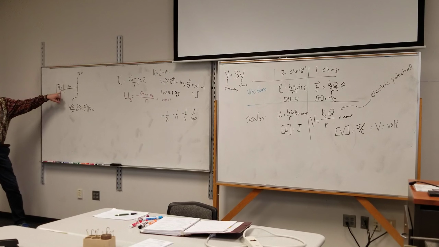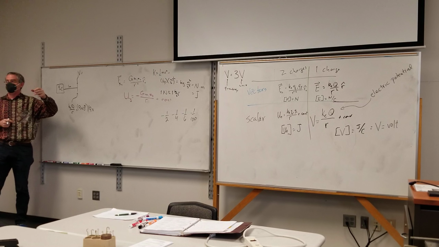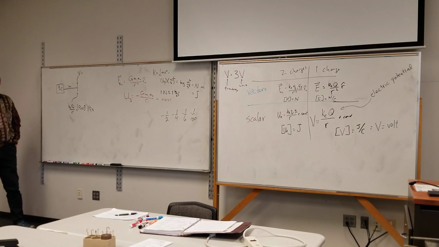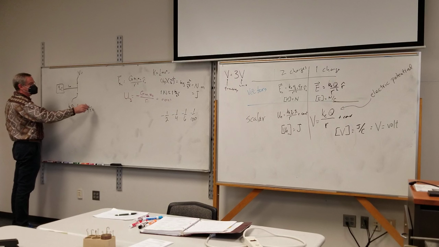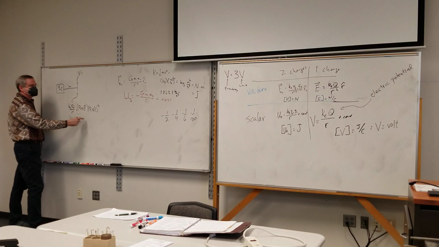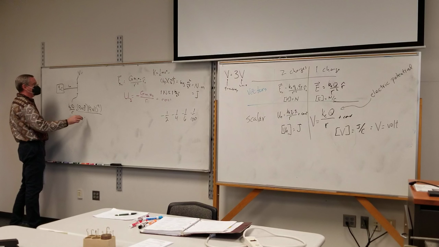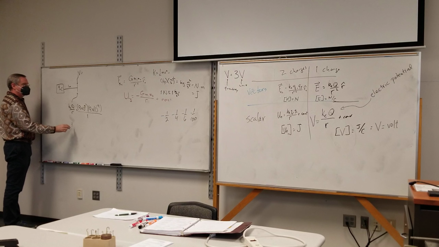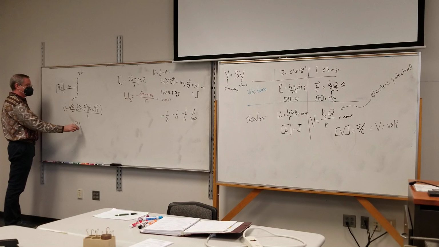Is that 10 to the negative 8? Not 8, 6? It's usually multiples of 3, so not 8. 3. Okay. So 9? Yeah, negative 9. And that's why I chose nanocoulombs, so that it would cancel out with that. Over r of 1. And so we end up with an electric potential of 81 volts.